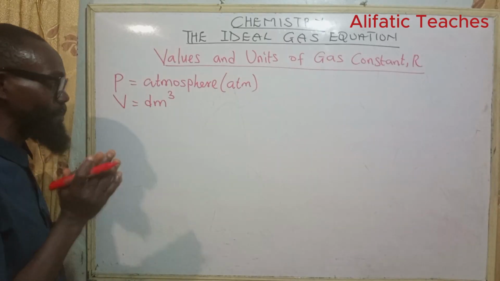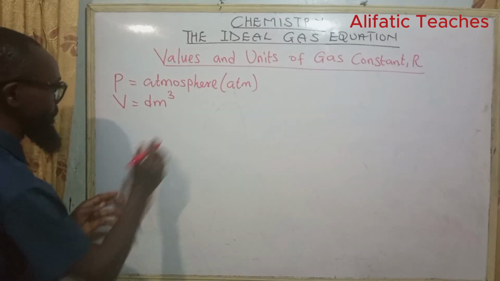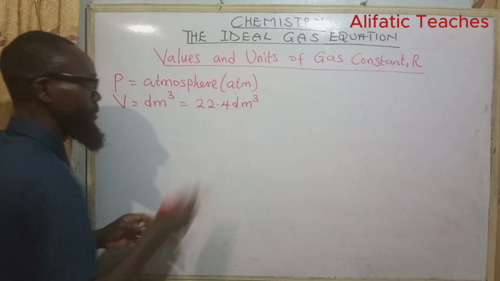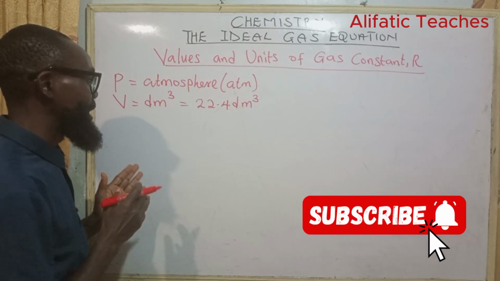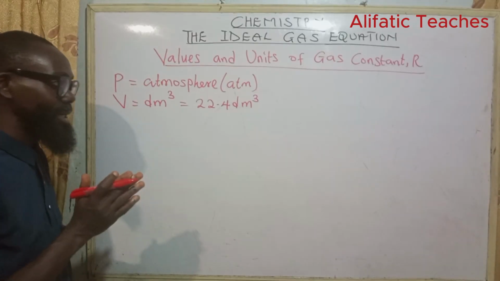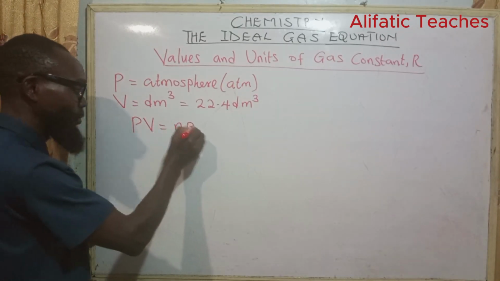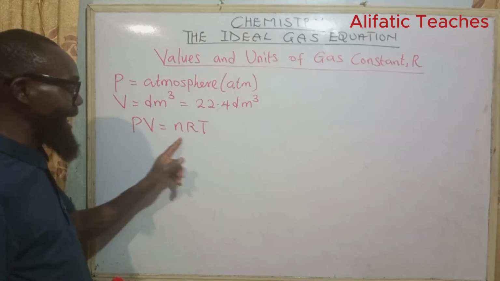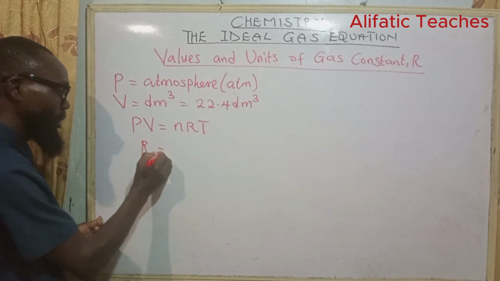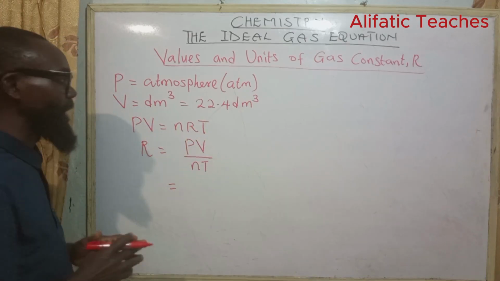At STP, standard temperature and pressure, our volume is going to be 22.4 decimeter cube. Now we want to look at our unit of R. PV equals nRT. When you divide both sides by nT to make R the subject of the formula, R becomes PV over nT.